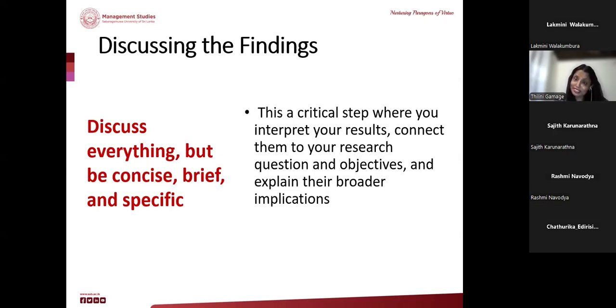So discussing the findings is very important, and this is a critical step where you're supposed to interpret your results. Not only that, you need to connect them to your research questions and objectives, and also explain their broad implications. So it's challenging, and there are certain areas that you have to focus on, and how you should arrange the discussion, we need to discuss in detail.